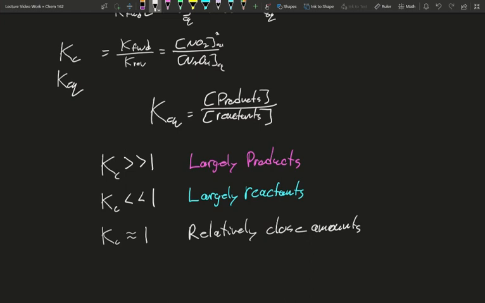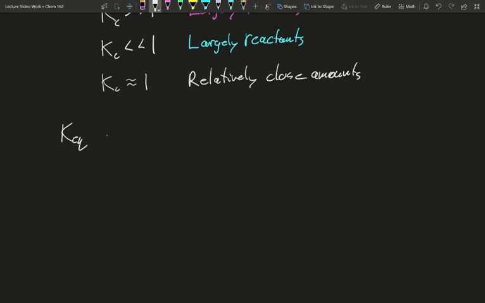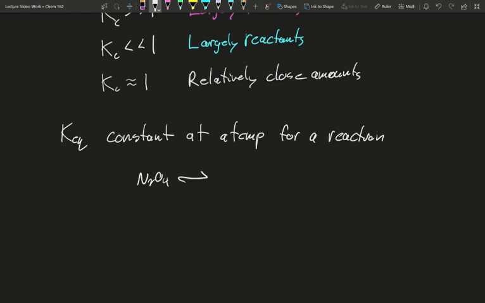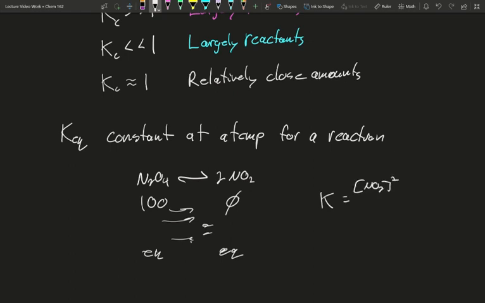K's of equilibrium are constant at a temperature for a given reaction. So if you were to start with some N2O4 and none of your products, it would convert over time, you'd build up a little reverse, and eventually you'd reach your equilibrium concentrations, whatever those were. We'll plug that into our equation up above. That K value must be equal to the NO2 squared over the N2O4.